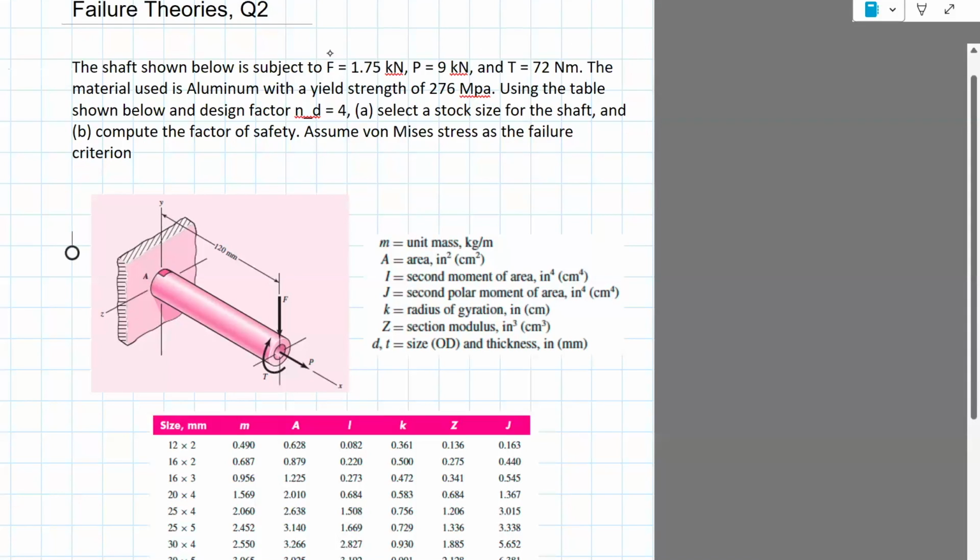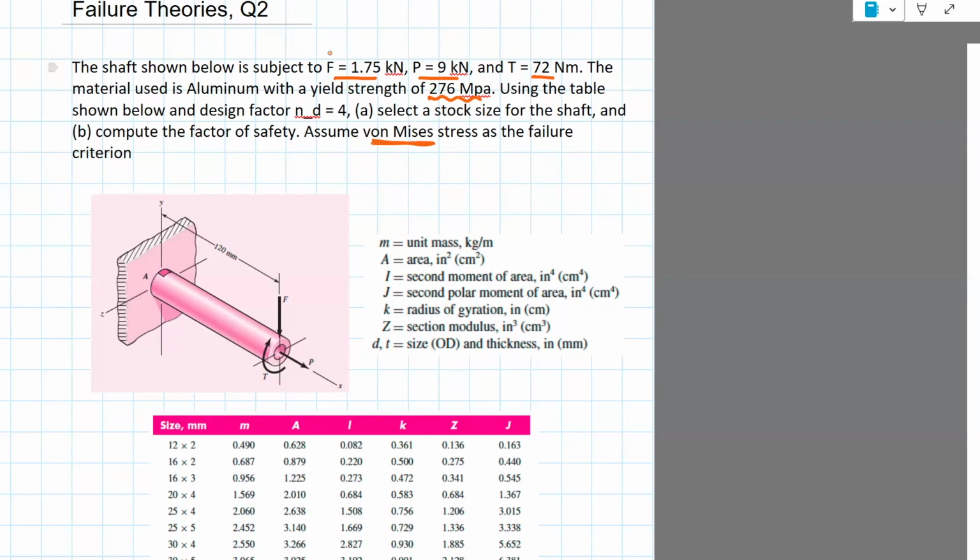Okay, the shaft shown below is subjected to a force of 1.75 kilonewtons, an axial force P equals 9 kilonewtons, and a torsional load, or torque, of 72 Newton meters. The material used is aluminum with a yield strength of 276 megapascals. Using the table shown below and design factor nd equals 4, select a stock size for the shaft and compute the factor of safety. Assume von Mises stress as the failure criterion.